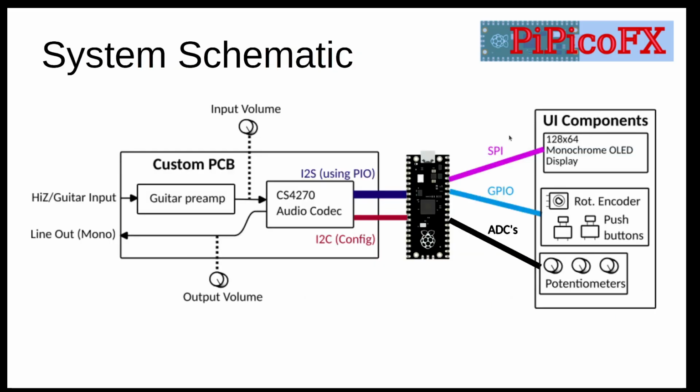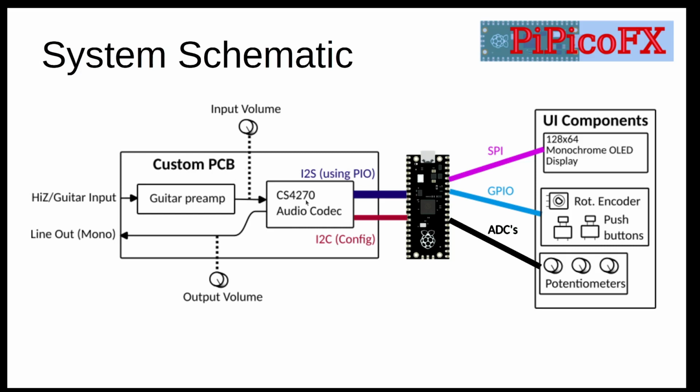Alright, and just open the case, so to say, to give an overview of how the internals of this guitar effect work. Of course, we have this custom PCB, which contains this guitar preamp part, which is mainly an impedance converter and also an amplifier. It can be controlled by the input volume to account for different pickup or guitar signal levels.